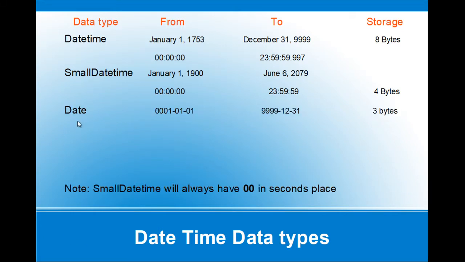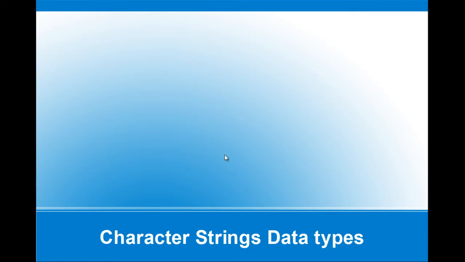Date, if you are storing the value as date, it takes the values from this particular range to this one, and it takes 3 bytes each. And the next one is the time, which stores the data from this particular range to this one, and it takes 5 bytes each. The next one is character string data types.